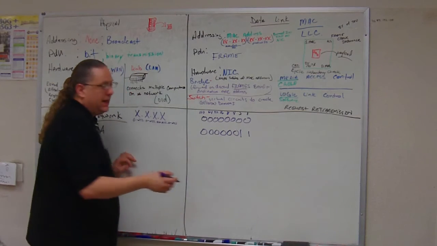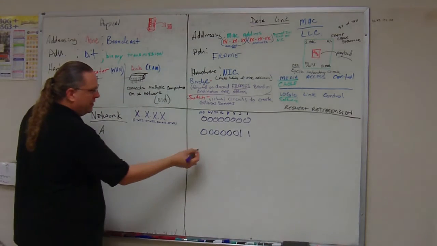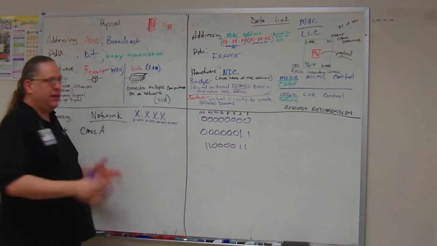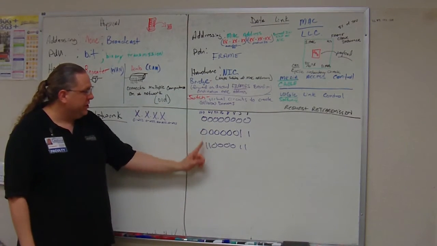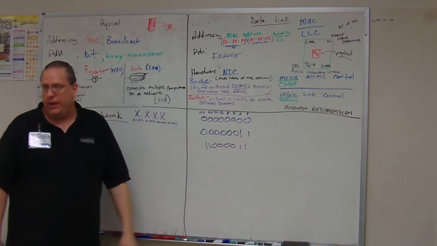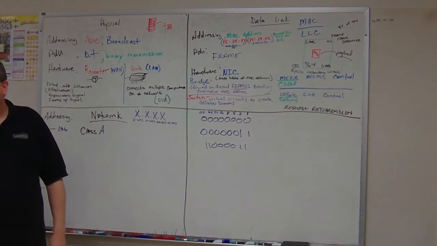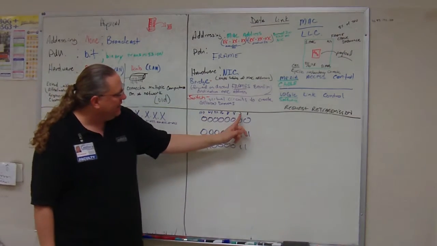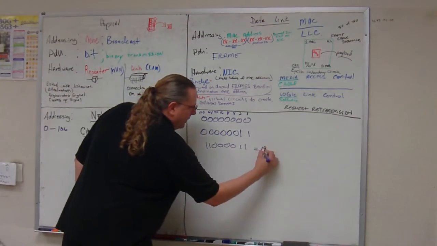If we were to take, and I don't want to know the answer, I just want to know that we understand how to do the mathematical formula: if I were to show a binary number of 11000011, what is the mathematical problem that we're actually trying to do? We're trying to add 128, 64, 2, and 1. So 128 plus 64 is 192. And then plus 2 is 194, and plus 1 is 195. So this number would have been 195.